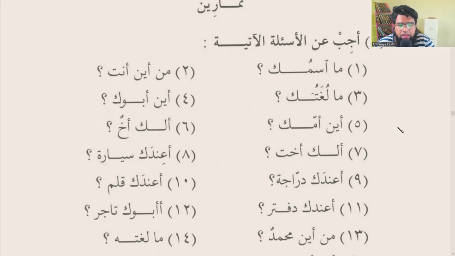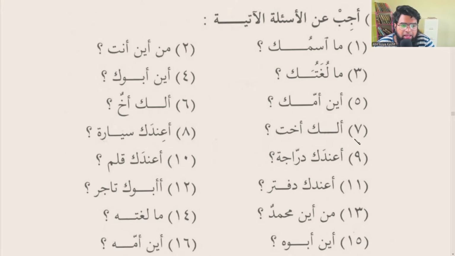Ummi fil Hindi aydan. Alaka akhun? Do you have a brother? If you have, you can say نعم لي أخ واحد. Yes, I have one brother. If you don't have, you say ما لي أخ. لا ما لي أخ. I don't have a brother. ألك أخت. Do you have a sister? You can say نعم لي أخت واحدة. Yes, I have one sister. You can say لا ما لي أخت. If you want to say 3 or 4, we'll learn later on. Lesson 18, we'll learn numbers. ثلاث أخوات, 3 sisters, and so on.